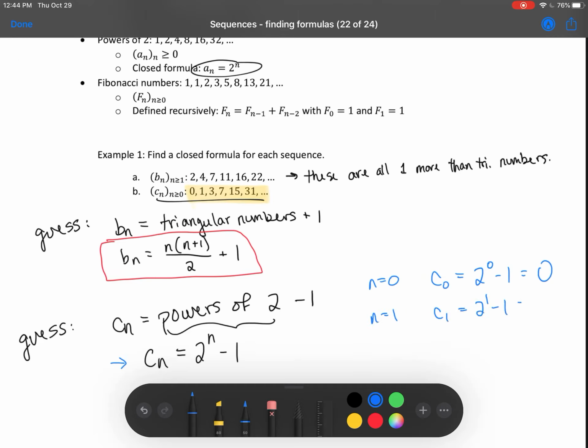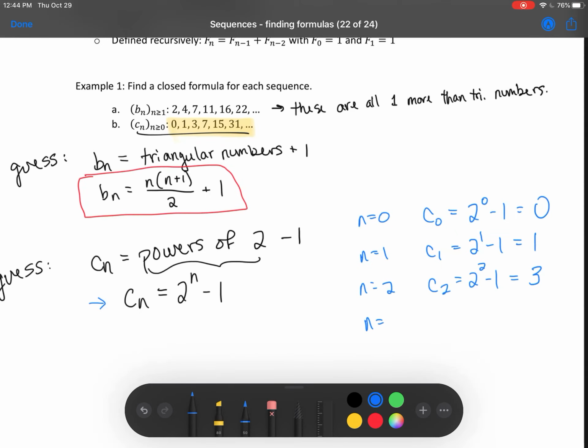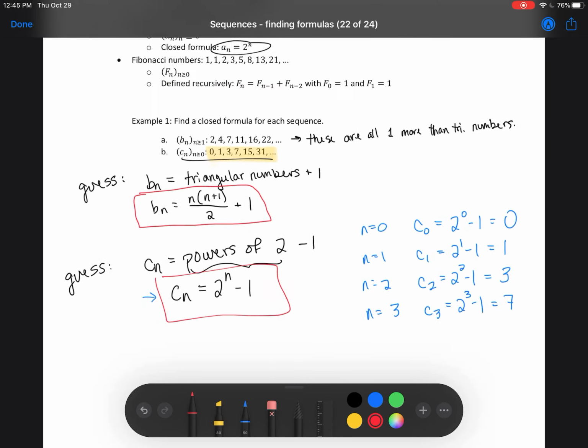That's good. What happens if we plug in 1? 2 to the first is 2, minus 1 is 1. That's the second number in our sequence. That's good. If n is equal to 2, we have 2 squared minus 1, which is 3. That's the third number in our sequence. And I'll just go ahead and check one more while we're at it. So 8 minus 1 is 7, which is the next number in our sequence. And hopefully you can mentally plug those in to check the next few. And that tells us that C sub n equals 2 to the n minus 1 is a closed formula.